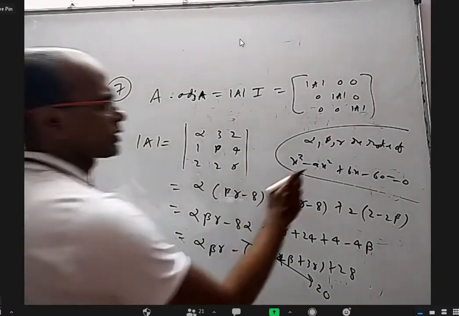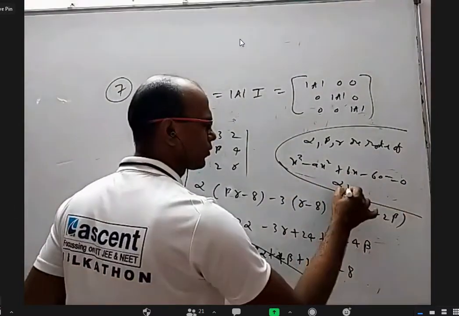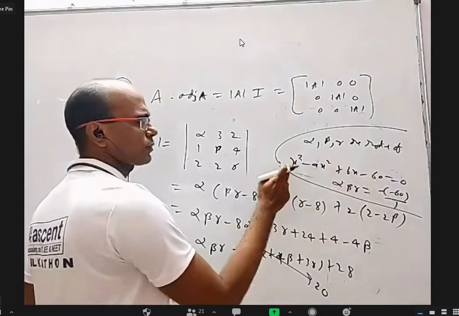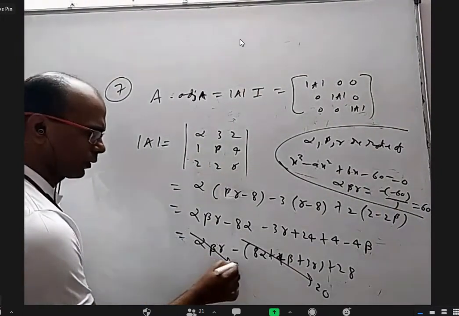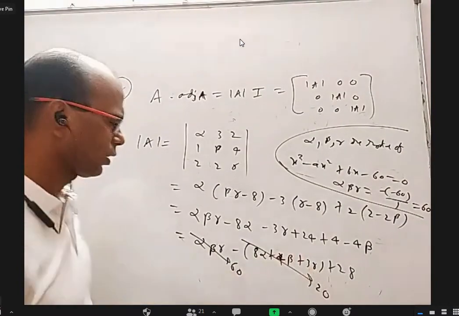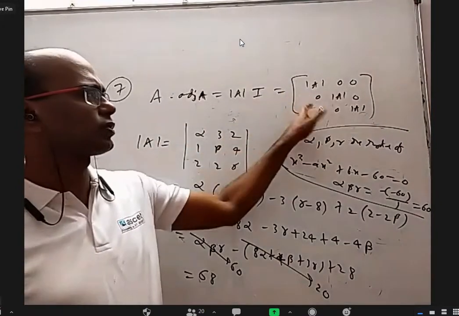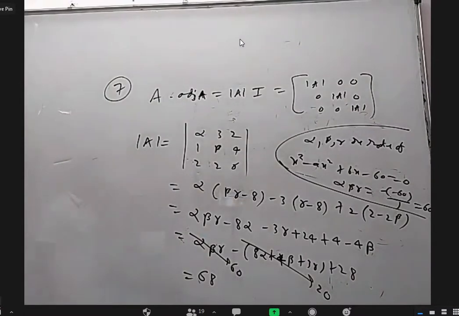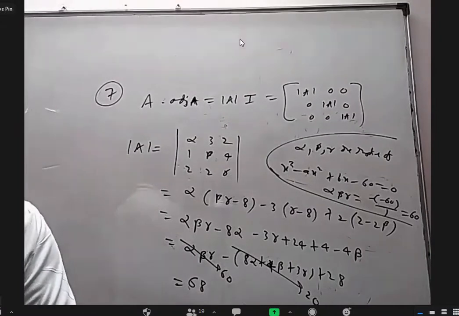So this is the sum of the roots, and this is the product of the roots. So alpha into beta into gamma is minus of minus 60 by 1, which is 60. So this value came from the plane equation, and this came from the product of the roots. And now it is 68. So the answer will be 68 0 0, 0 68 0, 0 0 68. Is it okay? Yes, sir. Okay.